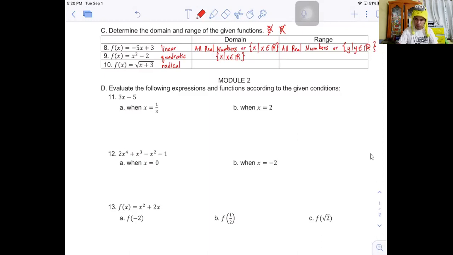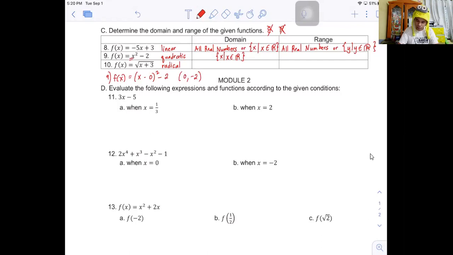So here, number 9 can be written as x minus 0 squared minus 2. So the vertex is (0, negative 2). That is why the parabola opens upward, because the number beside x squared is positive. So negative 2 is the minimum value.